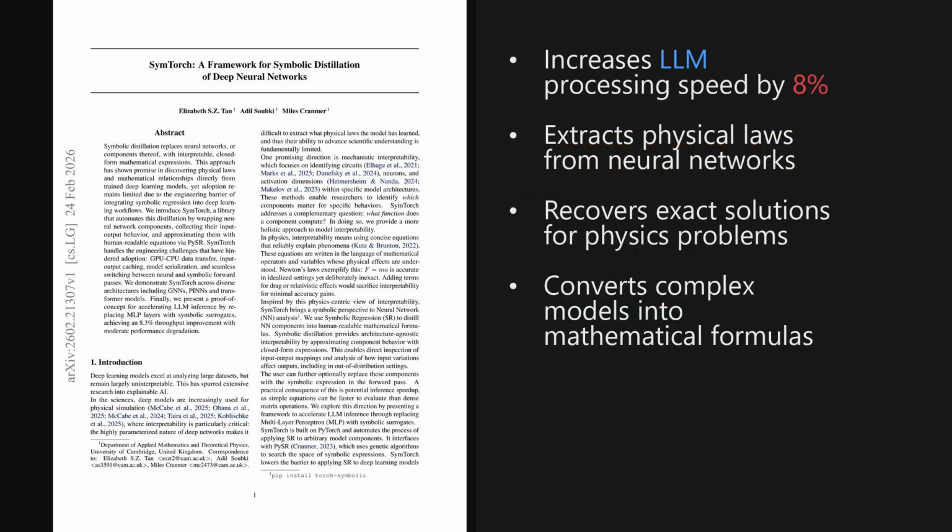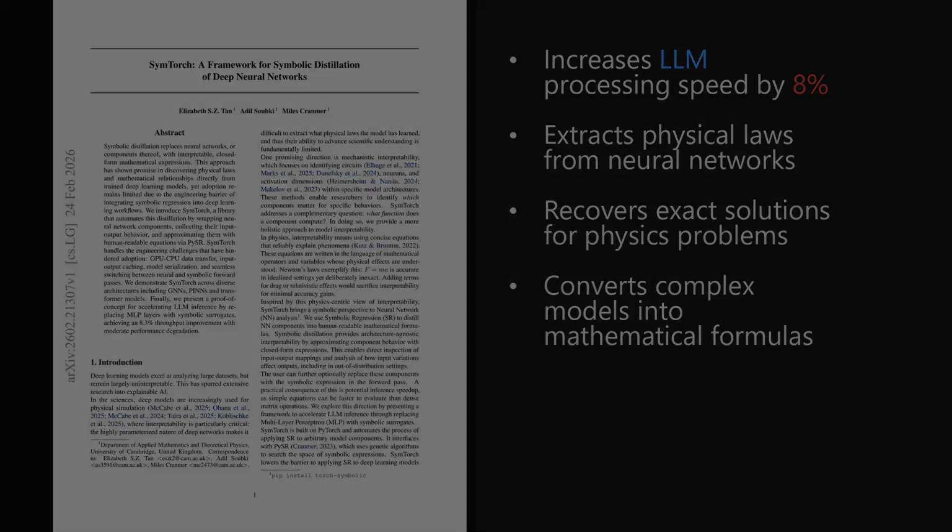I'm Alex. Today we're looking at a paper trending on X, published on February 24th, 2026, just 4 days ago. It introduces SymTorch, a library that automates the process of replacing deep learning components with interpretable mathematical expressions, achieving an 8.3% throughput improvement in a large language model proof of concept. The paper is titled SymTorch, a framework for symbolic distillation of deep neural networks. And as we'll see later, the potential for uncovering physical laws inside black box models is quite significant.